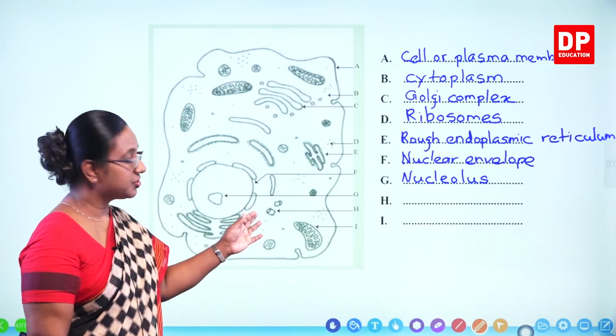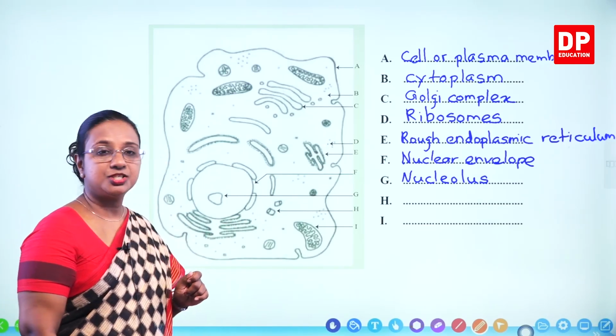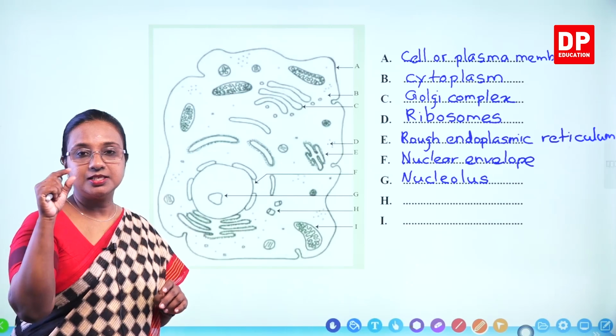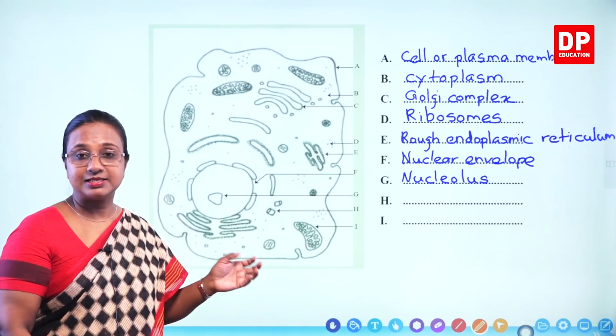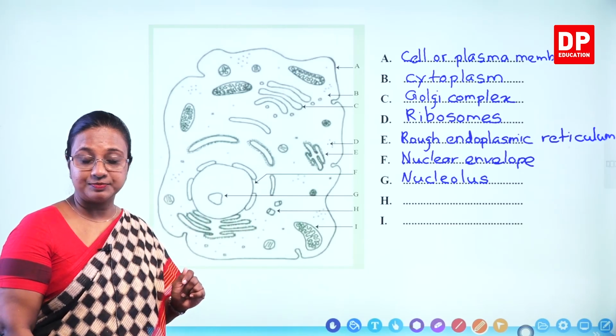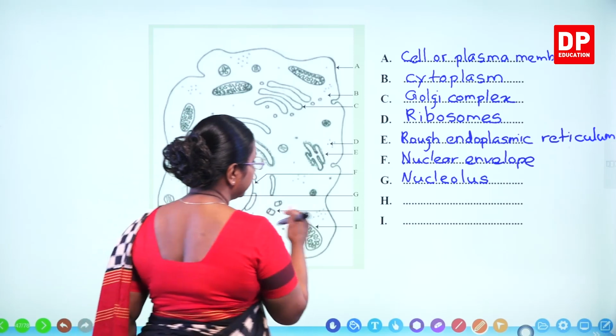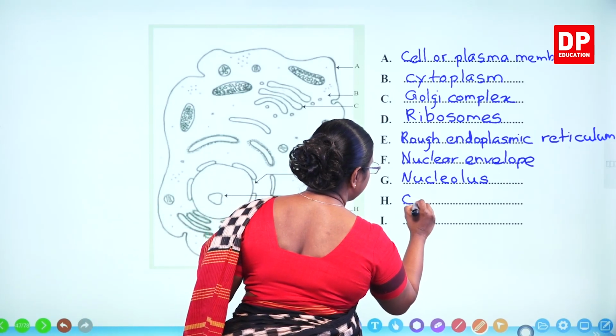Then we have structure H. What is structure H? It is a small vesicle-like structure present throughout the cytoplasm, and that is the centriole. So, here we have centriole.